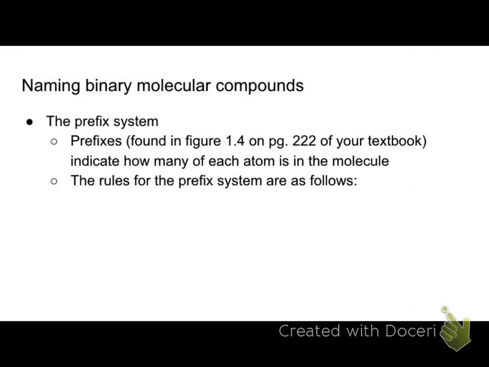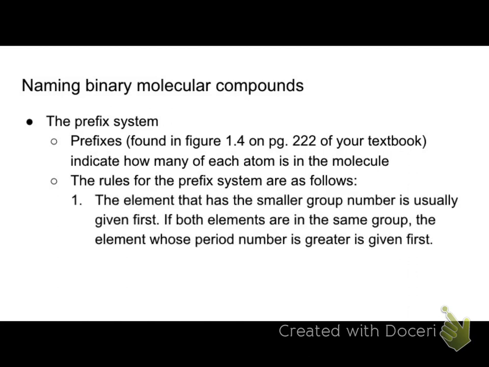The rules for the prefix system are as follows. Rule number 1, the element that has the smaller group number is usually given first. So if you were dealing with boron and beryllium, beryllium is in group 2, boron is in group 13, beryllium would come first. If both of the elements are in the same group, then whichever has the greater period number is given first. So if you're dealing with sodium and potassium, they're in the same group, group 1, so you would look for who has the greater period number, and that is potassium, so potassium would go first.